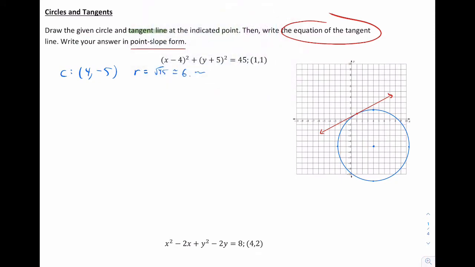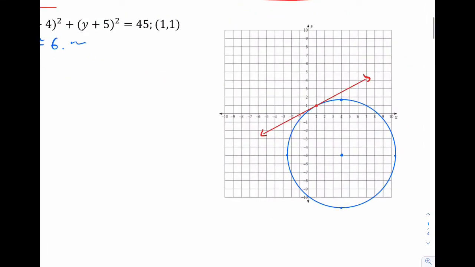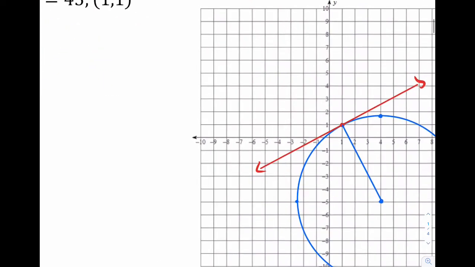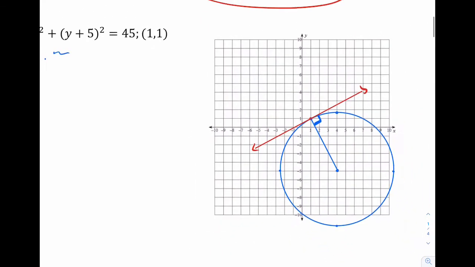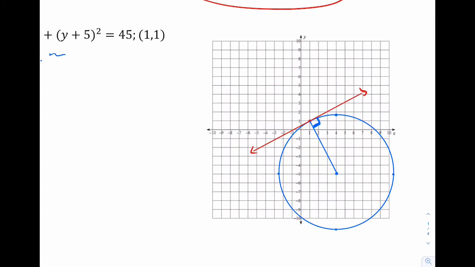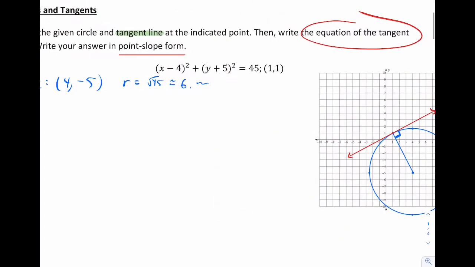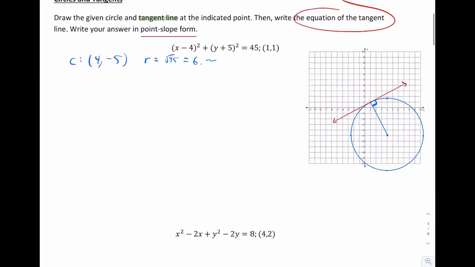To do this, we're going to draw the radius here. So centered to that point, there's our radius. And if it's a tangent line, what's really cool about it is we know that it's perpendicular. So you can actually write that in. That's perpendicular. That's one of the properties of having a tangent line to a circle, is that it has to be perpendicular. So this is a two-step question.